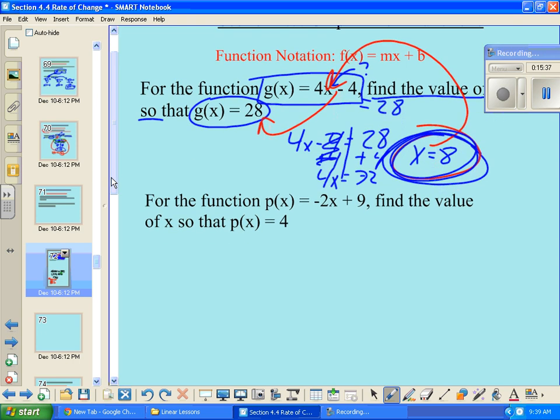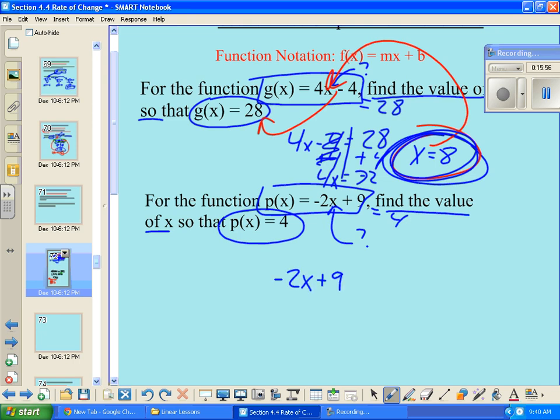P of x equals negative 2x plus 9. Find the value of x for this function so that P of x equals 4. I want to know what I have to plug in here. What could I plug in there so that this equals 4? Again, my big hint to students is just set that function equal to 4. Negative 2x plus 9 equals 4. Solve it like a little two-step equation, just like we've done in the past, and you should find your answer.